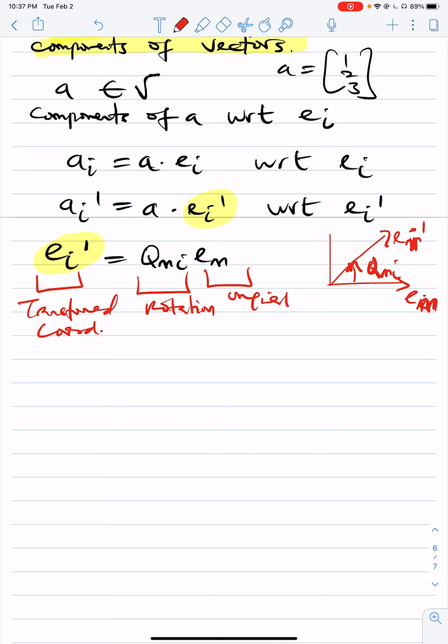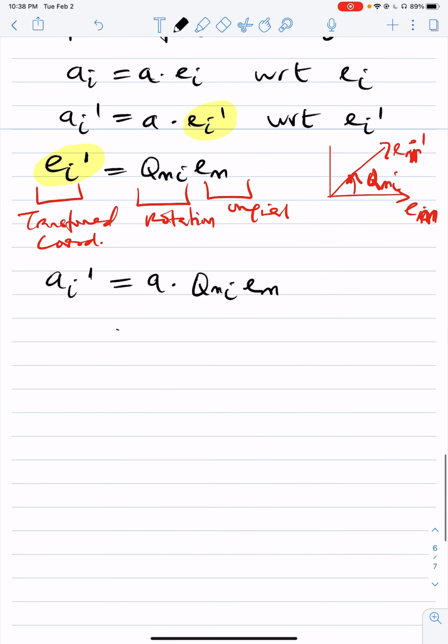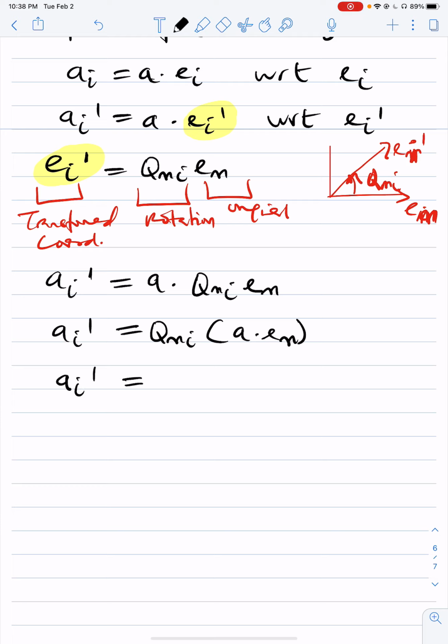Now we can substitute this EI prime here. So AI prime becomes A dot QMI EM, which is also equal to, you just simply move positions, Q MI A dot EM. So AI prime equals this.